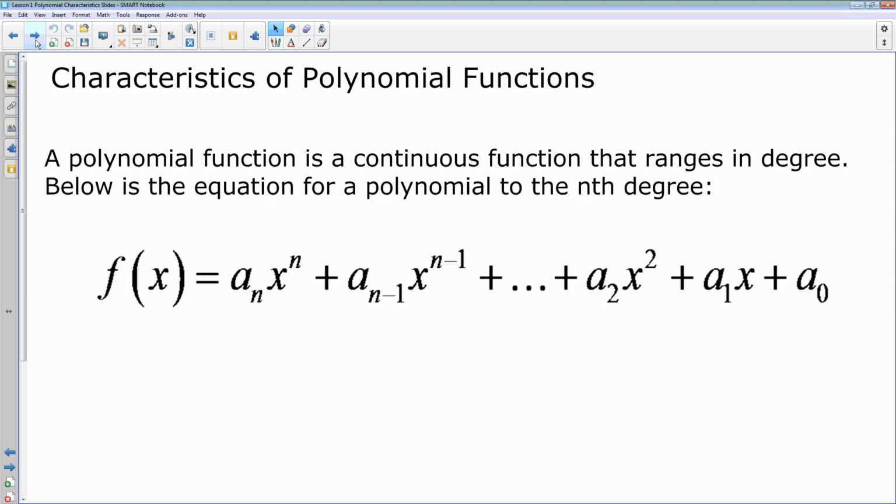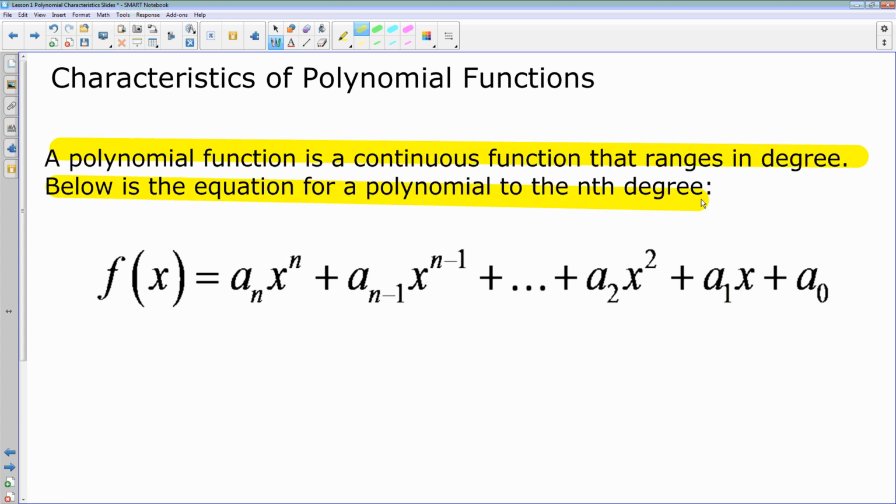So this definition is given to you on your sheet. It says a polynomial function is a continuous function that ranges in degree. So we remember, or we should remember, the definition of continuous, right? So an unbroken curve, all right? So you don't have any holes or anything like that. And below it says is the equation for a polynomial to the nth degree. So whatever that highest power is, your n. Okay, that's your degree. Remember, that's just the exponent that we're talking about when we're talking about degrees.